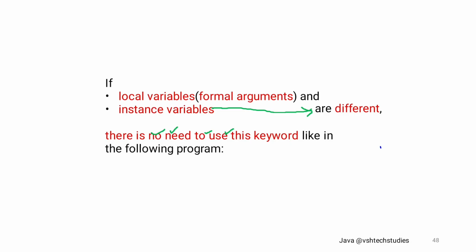If we extend the discussion, in which situation is the this reference variable not required? If formal arguments or parameters and instance variables are different, meaning they have different names, then there is no need for the this reference variable or this keyword. For that, let us see an example program.